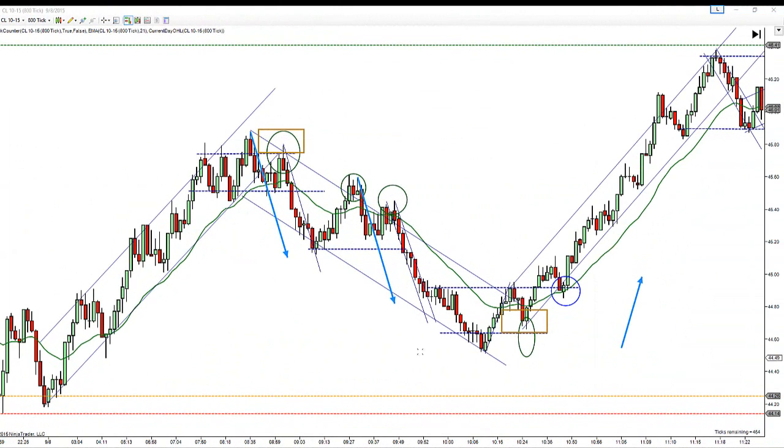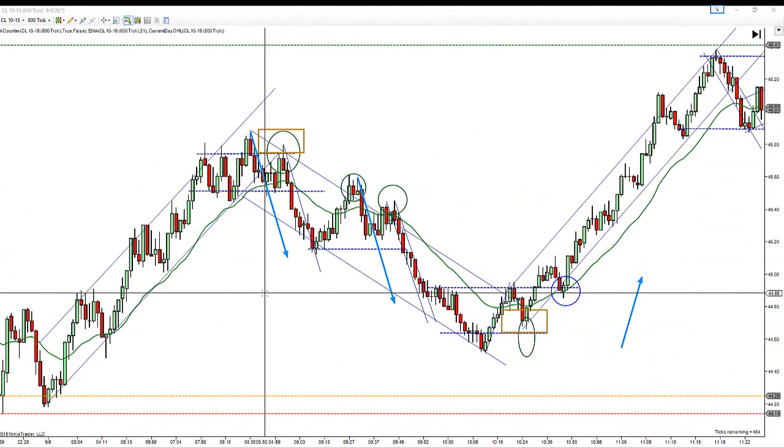Hello, this is Vance, and this is Tuesday, September the 8th, 2015. These are the CL trades for today using the slow hand method for price action.